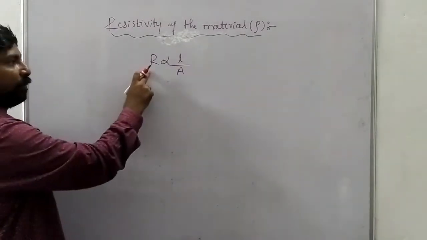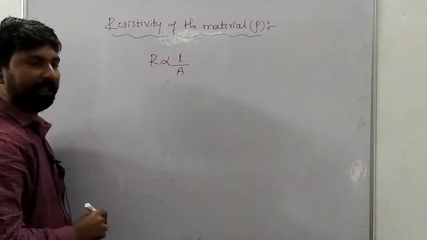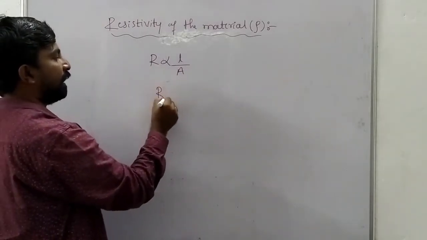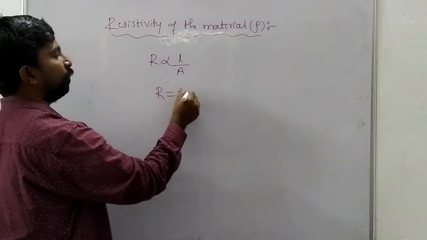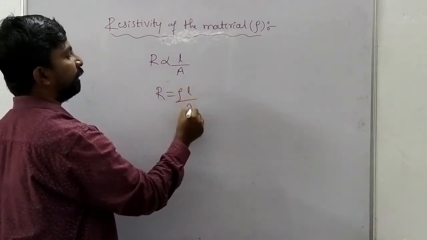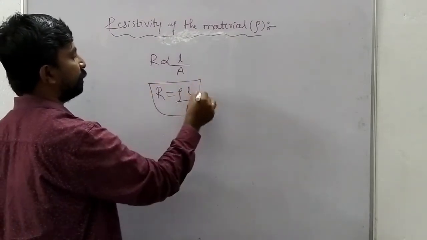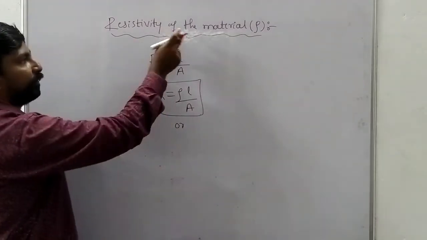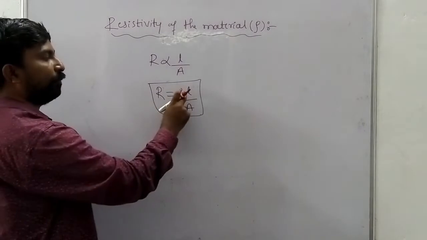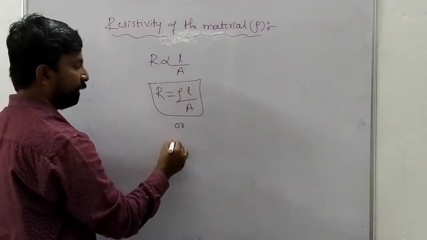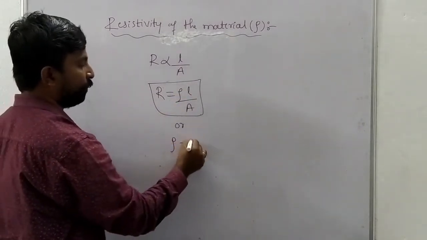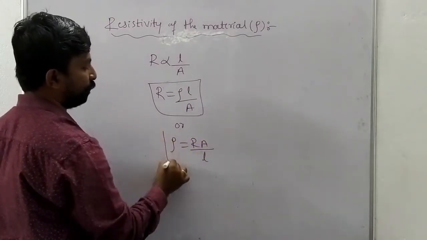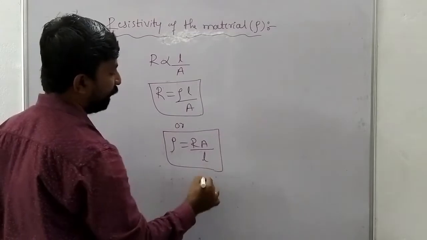So R is proportional to L by A. Then we can remove the proportionality and write R is equal to rho L by A. What I need is the resistivity of the material, rho. Keeping rho on one side, by cross multiplication, rho is equal to RA divided by L. So rho is equal to RA by L.